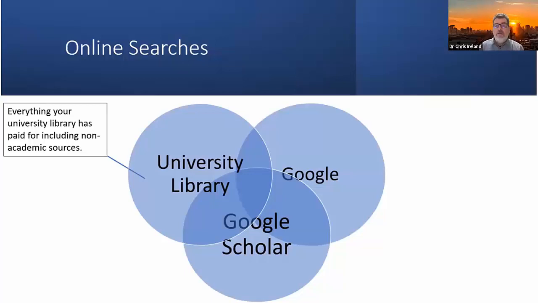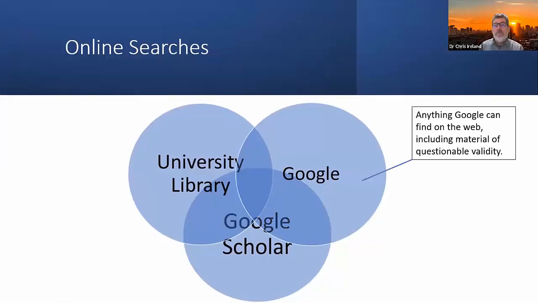Then there's Google. So Google is anything you're likely to find on the web. And that includes a lot of material that might not be valid for academic research.